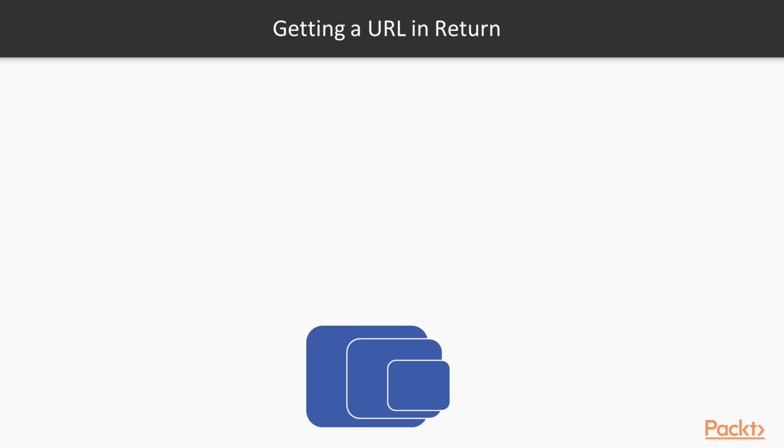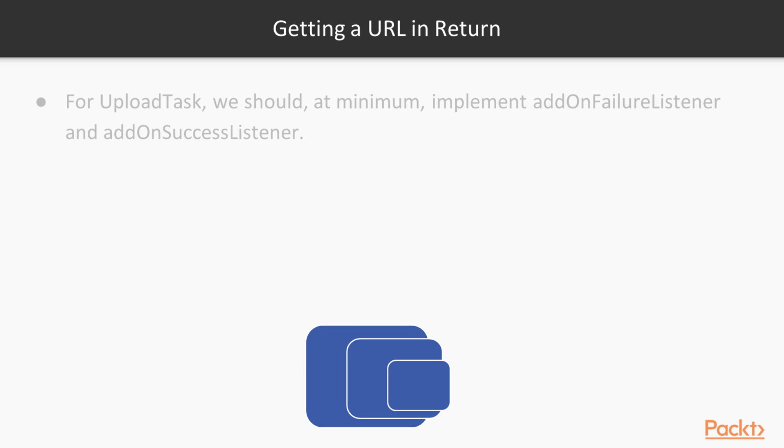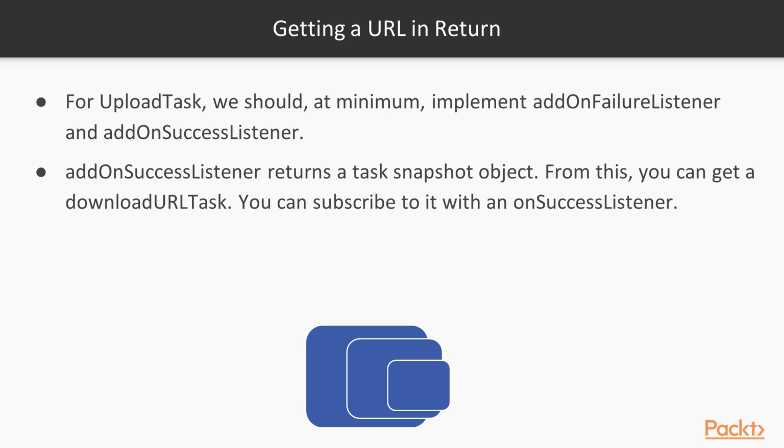We get our storage reference, we get the child storage reference. From that, we get the upload task. For the upload task, we implement an on failure listener and an on success listener. In the on success listener, that means the file has been uploaded. That is going to return to us something called a task snapshot.